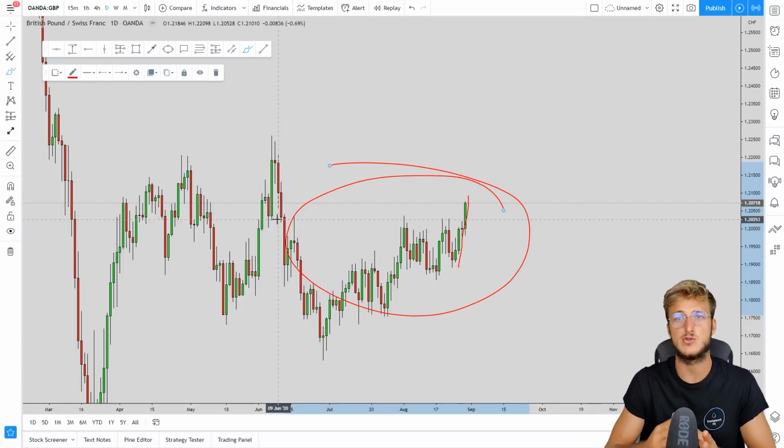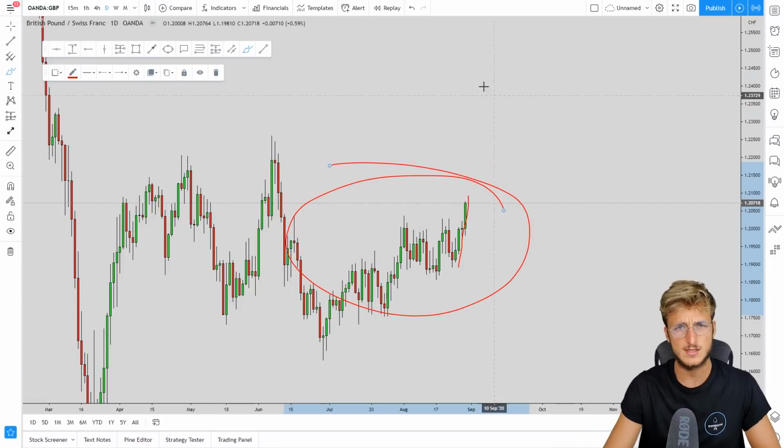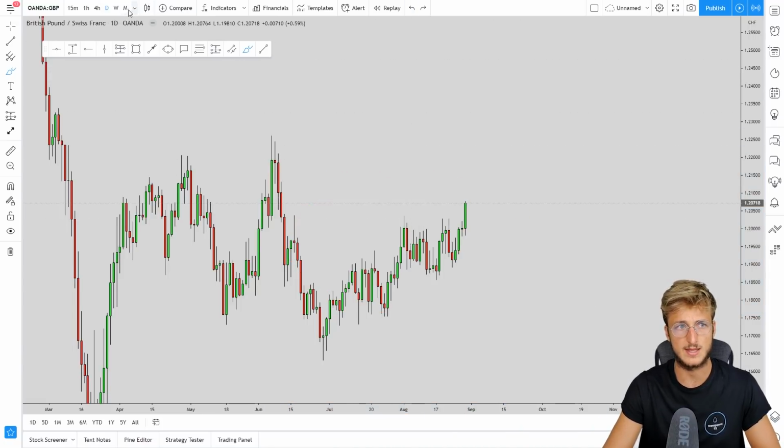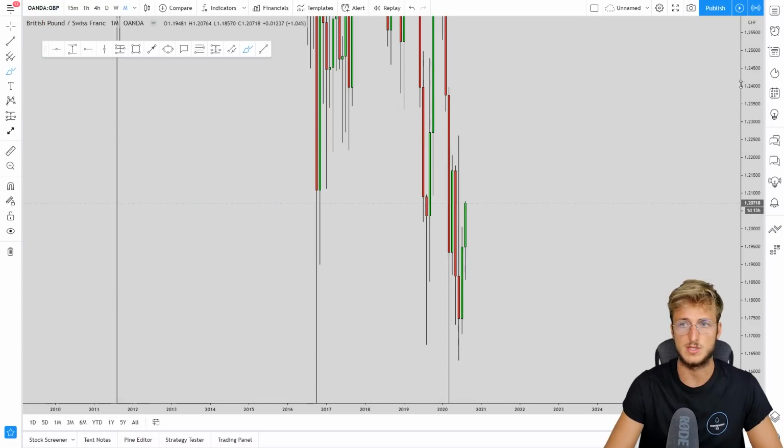Obviously this gives you an advantage over your competition in the market because you are trading with the institutional order flow and not against them, as most retail traders actually do. So let's first quickly recap what we said in our previous analysis on GBP CHF.